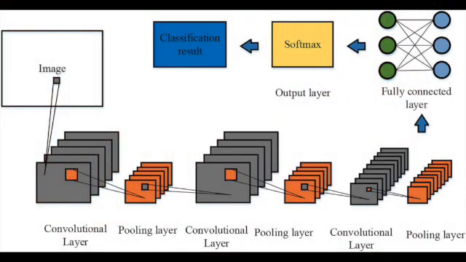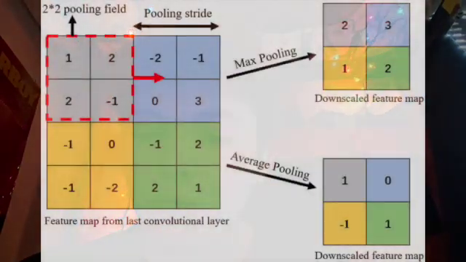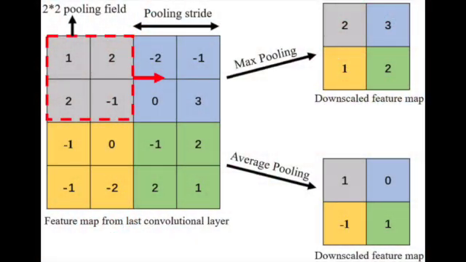Another layer that is contained inside of the convolutional neural network is the pooling layer. This layer is responsible for reducing the spatial size of the convolved feature that is returned from the previous step. This is to decrease the computational power required to process the data. And then there are two ways of doing the pooling. There is max pooling and average pooling.